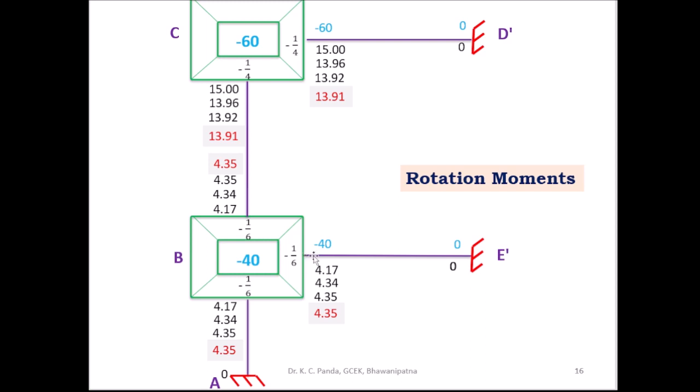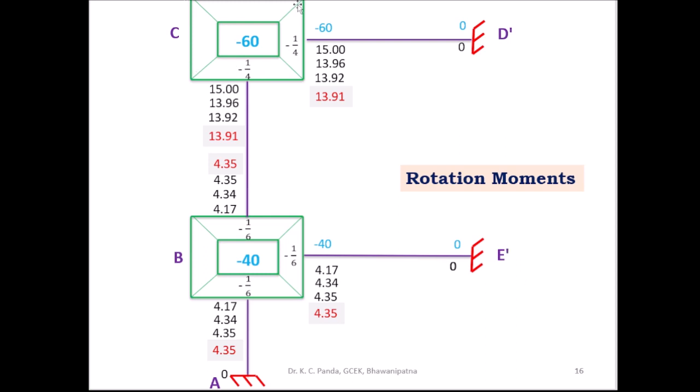Then find out the rotation moments by using the piston moments and the rotation factor. By using this type of tabular form, you can find out the rotation moments. So this is the piston A, and this is the joint B, and this is the joint C, and this is the piston at the midpoint of the beam D dash, and this is the piston at the midpoint of the beam, that is E dash.